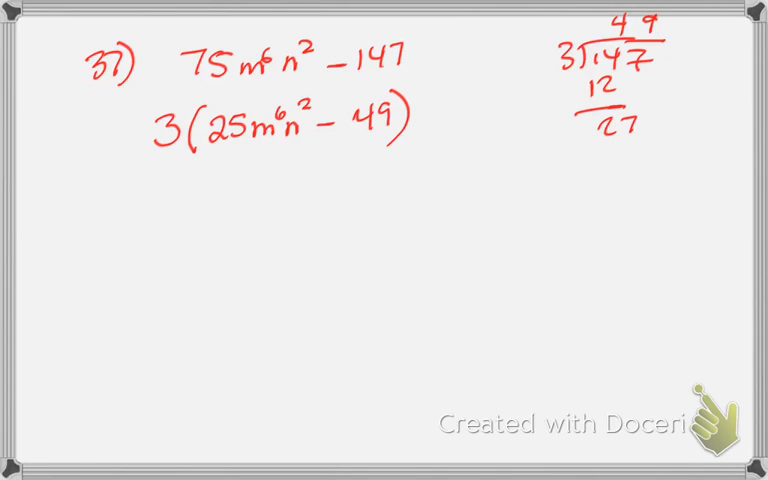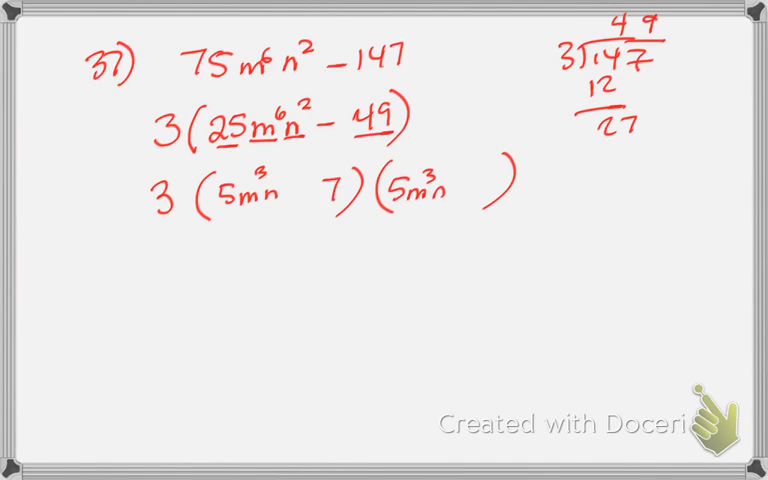So now I'm going to break it down. The root of 25 is 5. The root of m to the 6th is m to the 3rd. The root of n squared is n. So 5m cubed n. The root of 49 is 7. One is a plus, and one is a minus.